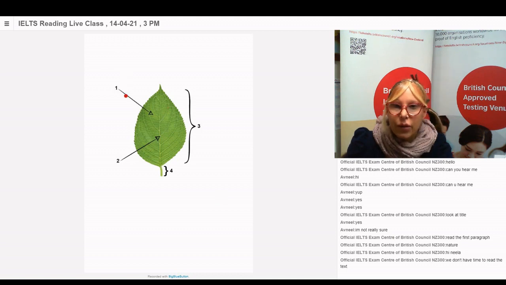So we've got number 1 here pointing here, number 2 pointing to the middle part here, number 3 refers to all of the picture, and number 4 refers to the tip at the end of the leaf.